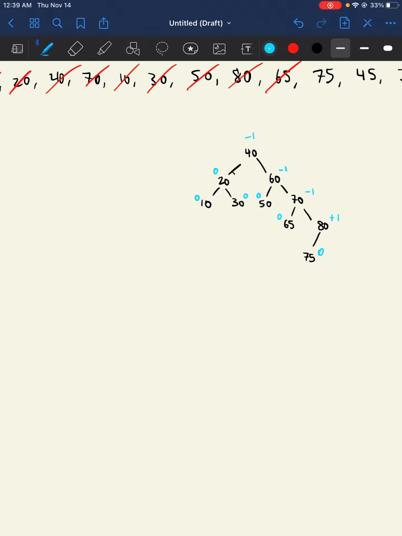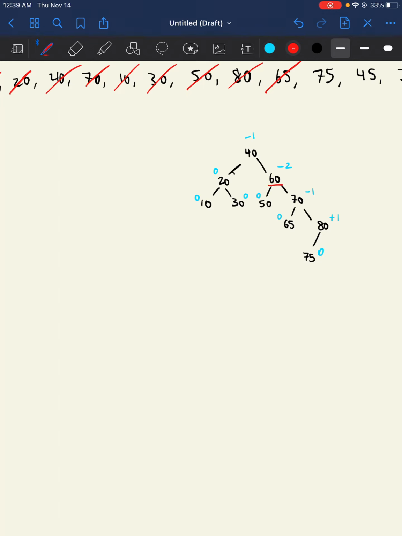Uh-oh, did I erase that? -1. And let's see, 60's balance factor is 1 minus 3, so that is -2. So this is our problem node.